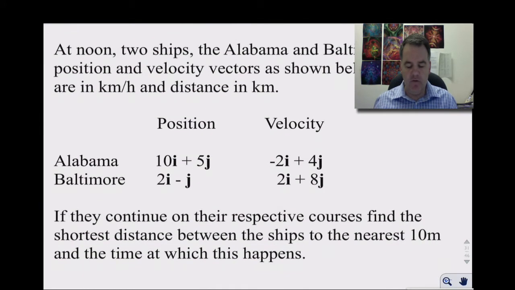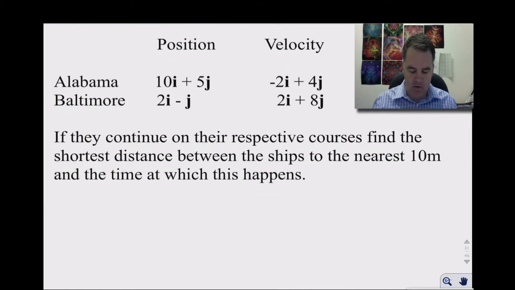Here we've got two ships, the Alabama and the Baltimore. We've given their positions and their velocities. Speeds are kilometres an hour, distances in kilometres. If they continue on their respective courses, find the shortest distance between the ships to the nearest 10 metres and find the time at which this happens. I always like to write out, so in this case we've got A and B, that makes life a little bit easier.